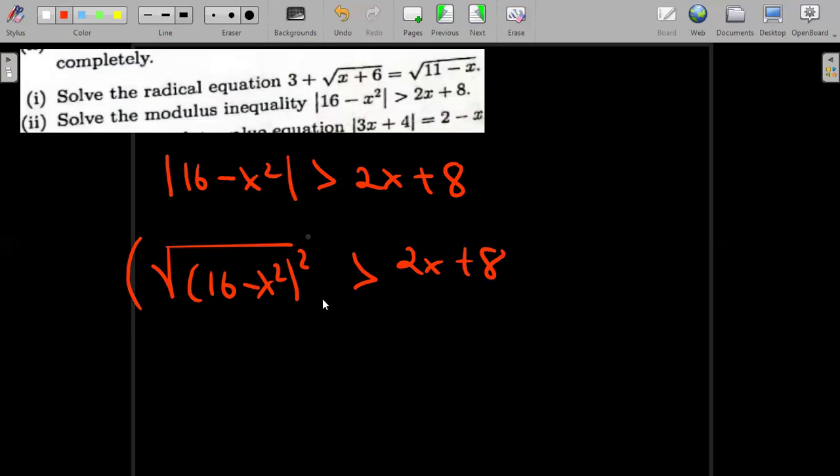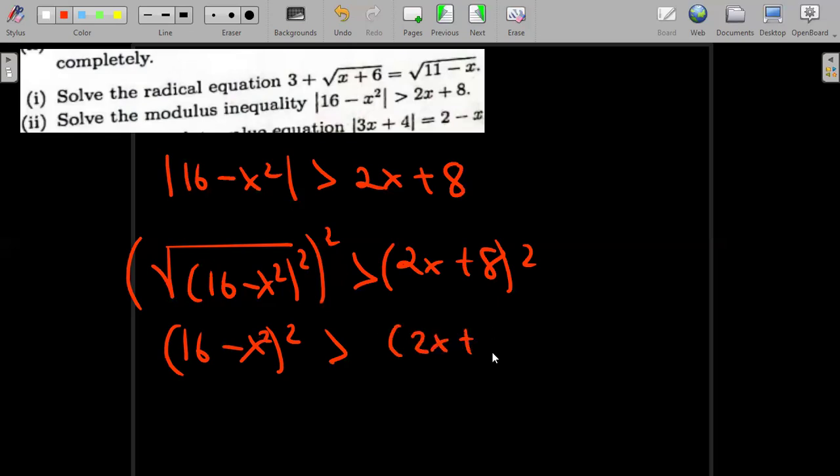Then you're going to square this side and square the other side in order to get rid of that radical there. Then you just remain with the 16 minus x squared. Okay, there's a squared here. Then this has to be greater than 2x plus 8. Then you have squared. So now what you do next, you're going to expand this.